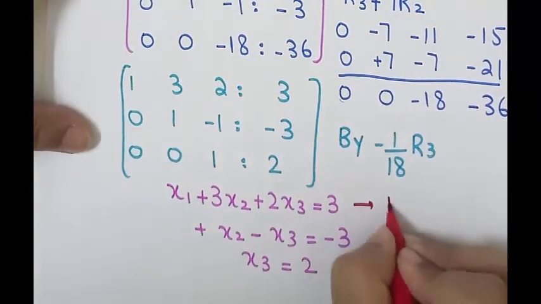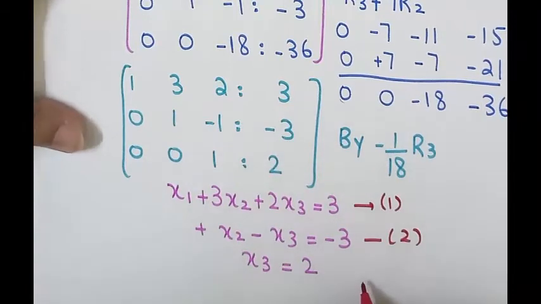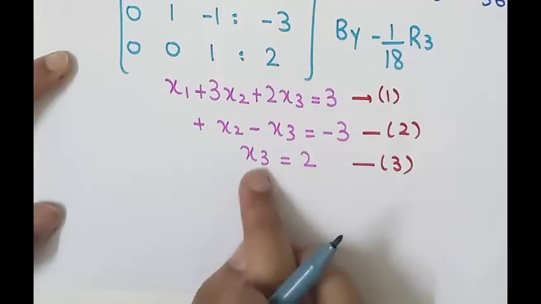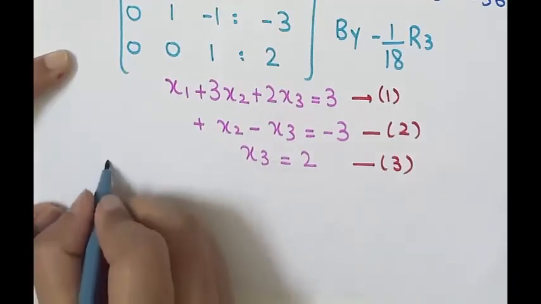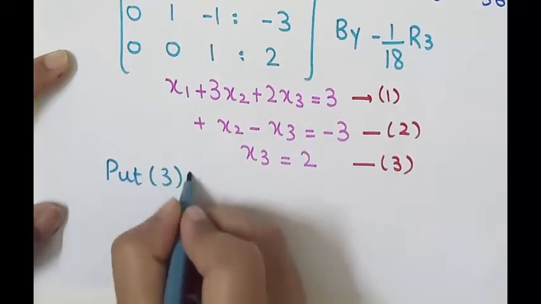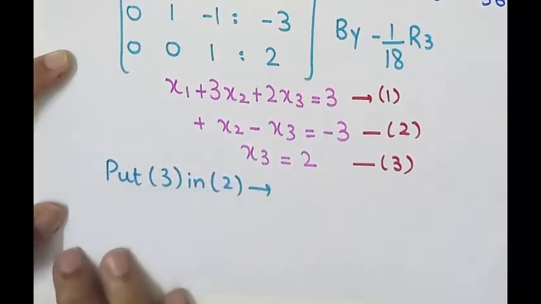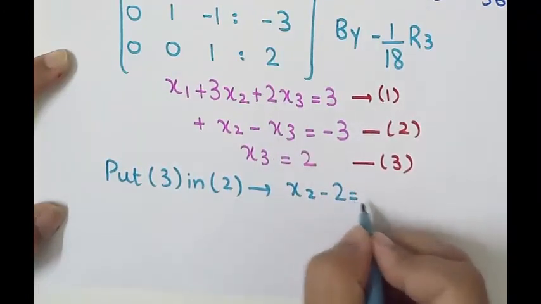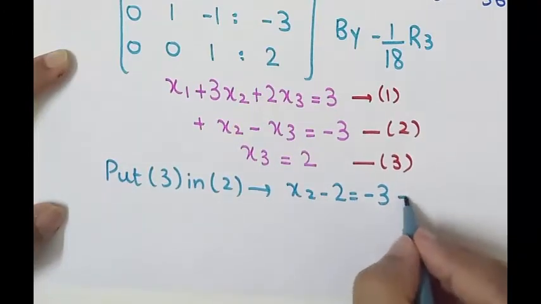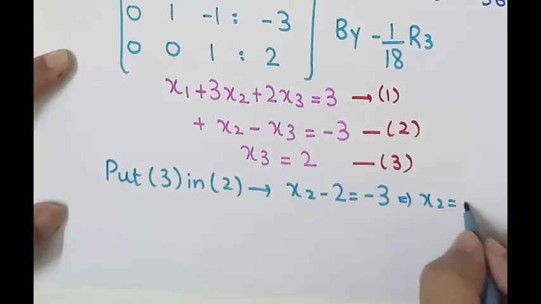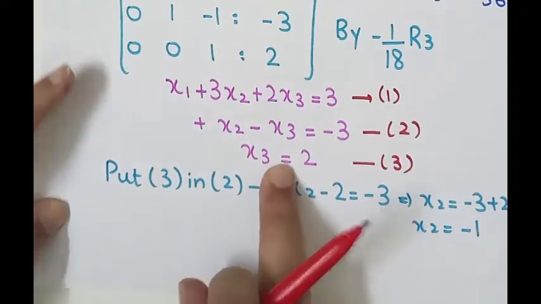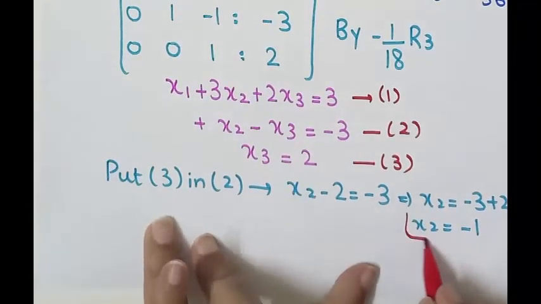Let me label these equations as 1, 2 and 3. So x3 is equal to 2. Put equation 3 in equation 2. This means x2 minus the value of x3, which is 2, is equal to minus 3, which means x2 is equal to minus 3 plus 2. So x2 is equal to minus 1. x3 is 2, x2 is minus 1.